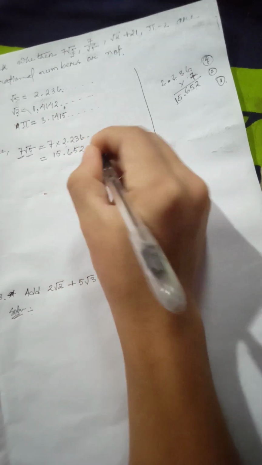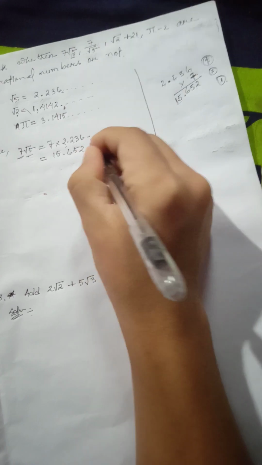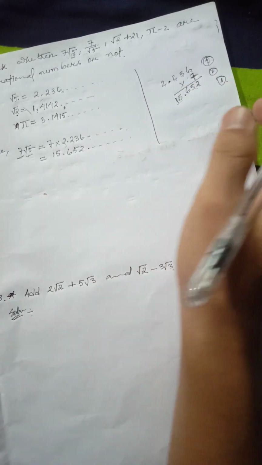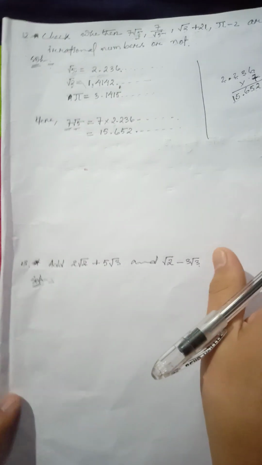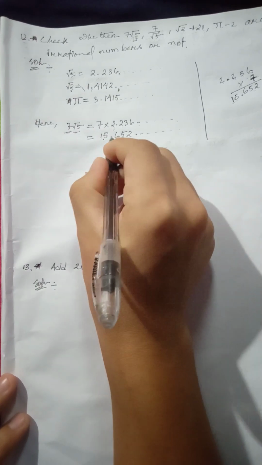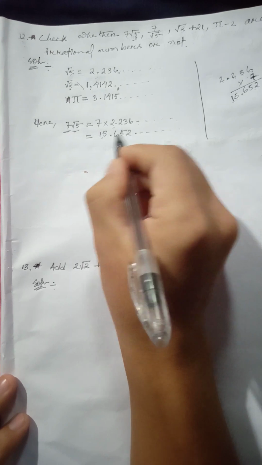15.652. Okay, since the decimal expansion is unending, or it goes on like this, I have to proceed like this. We have to keep it like this. All right, then let us check this decimal expansion. Here it is 15, here it is 652.